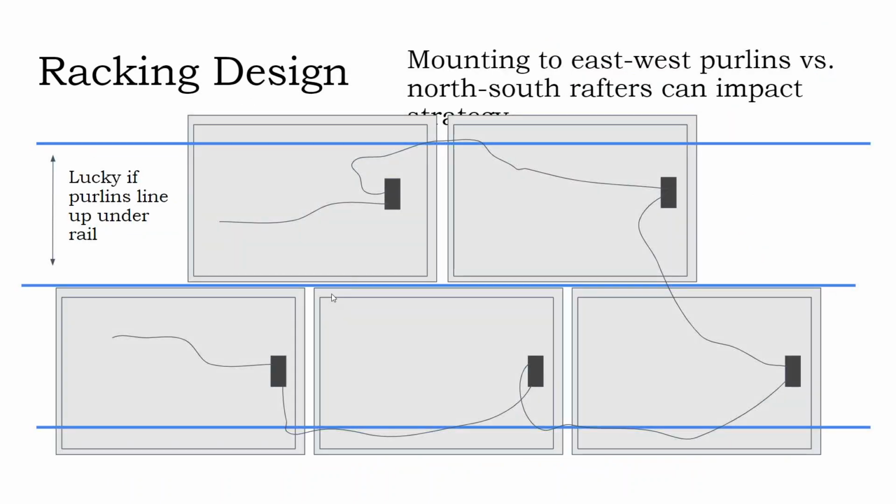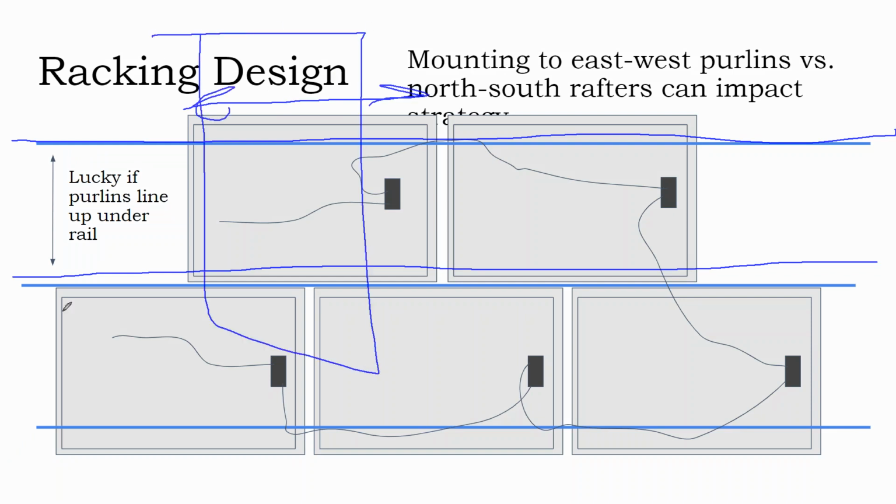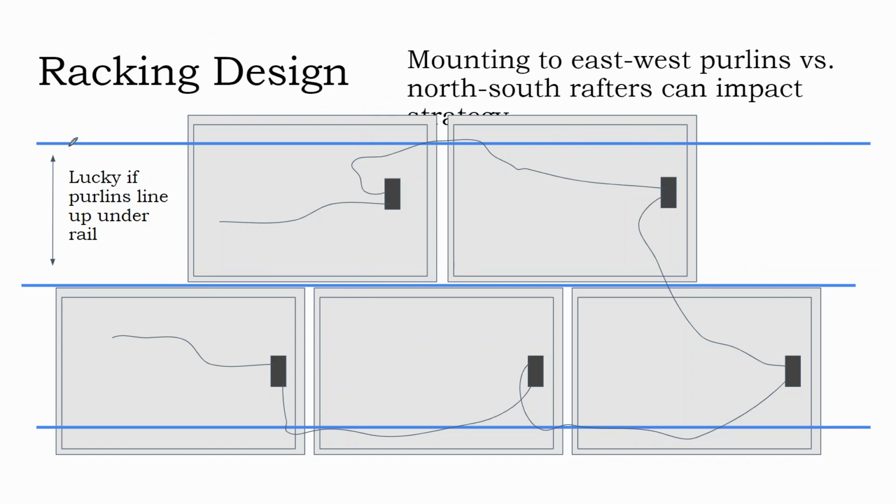Okay, so we talked about how with modules, if you're doing something funky, like if you're running your rail east to west, but your modules are also running east to west rather than in portrait orientation, you have to make sure that your racking lines up on your module frames.